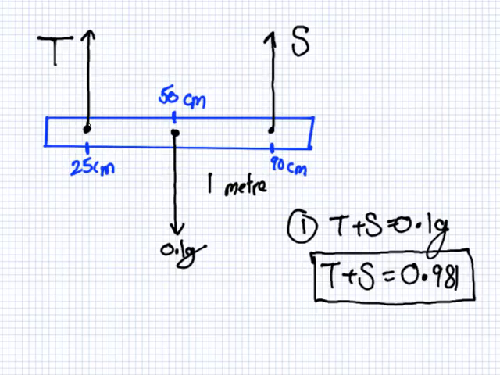Why should we pick this place? Because it's easier. Why is it easier? Because the T is already here, we can cancel the T because we don't count it. Why don't we count the T? Because it goes through the turning point. Remember, any force that goes through the turning point, you can forget about it.